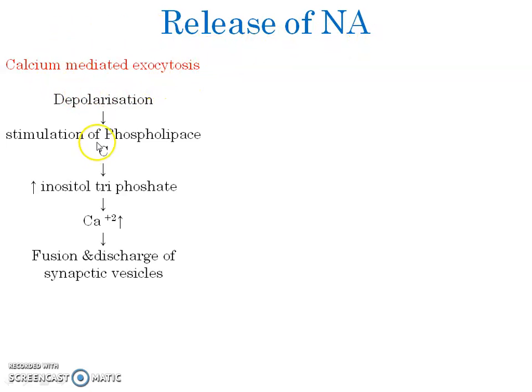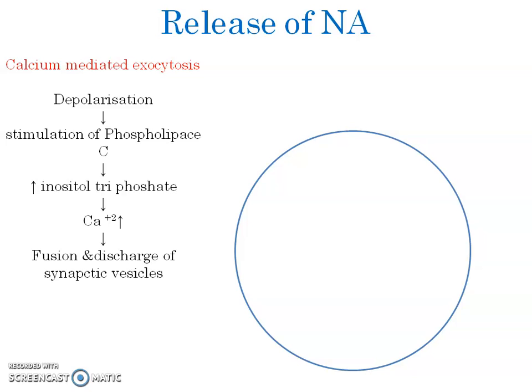What are the steps? First, there is depolarization and stimulation of the phospholipase C enzyme. Then there is increased inositol triphosphate, which further increases the calcium levels, and further there is fusion and discharge of synaptic vesicles, thus releasing the noradrenaline into the synapse. So I'll be depicting this here again in a diagram. Just go through it.